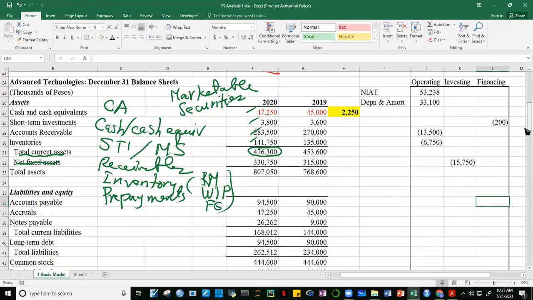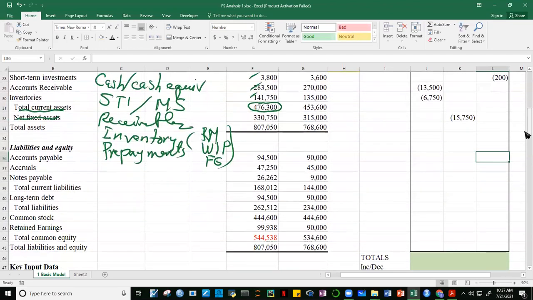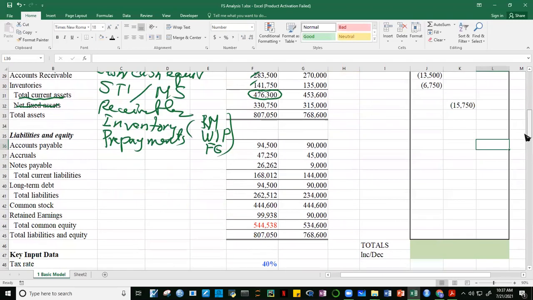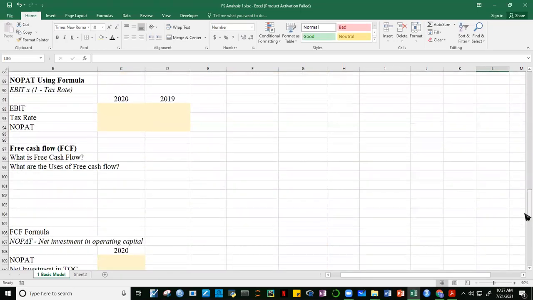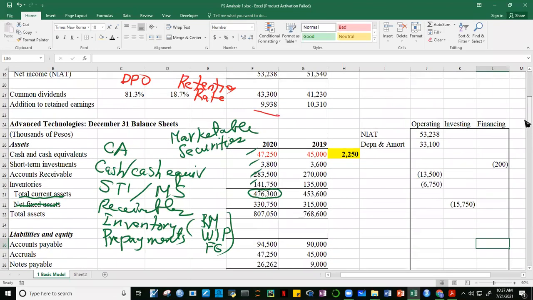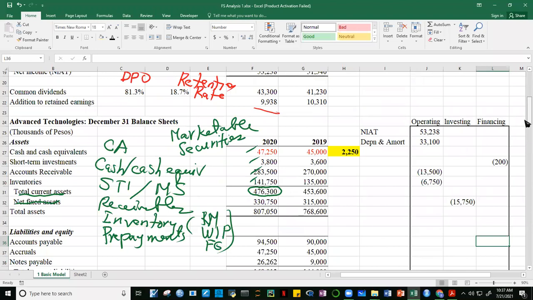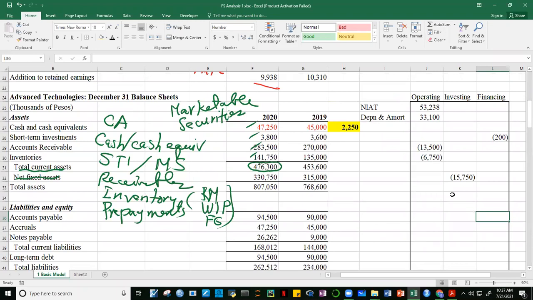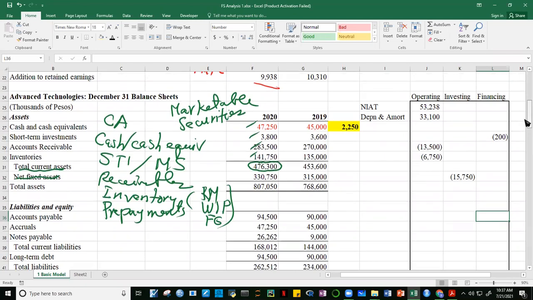Hindi natin matatapos to, so we will continue with this next meeting. Magkakaroon tayo ng activity as promised. Sorry, hindi natin nagawa ngayon yun. Hopefully next meeting matapos natin to, tapos we go on to another Excel exercise, another workbook, para tuloy-tuloy ang enhancement ng skills natin sa FS analysis. By Monday, matatapos na natin yung FS analysis. Then Wednesday, we'll have our first quiz, covering Module 1 and Module 2.